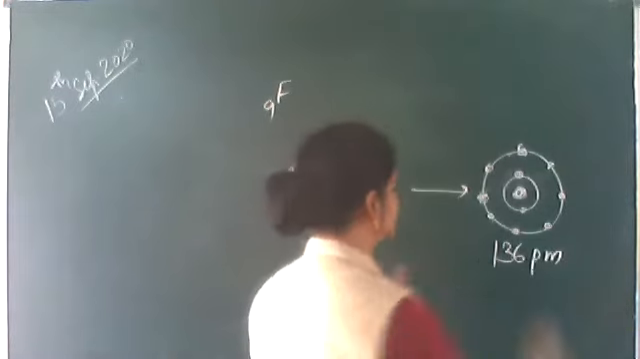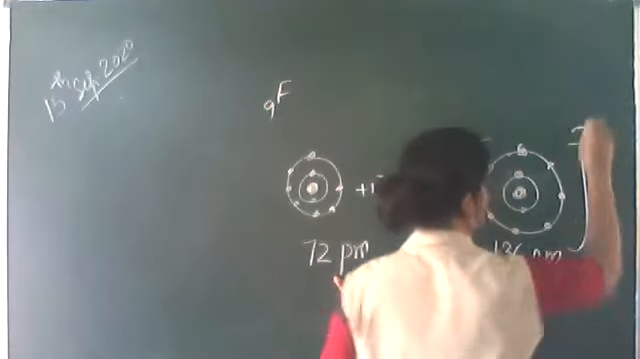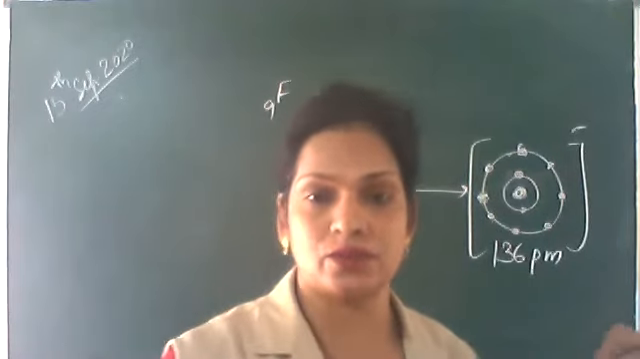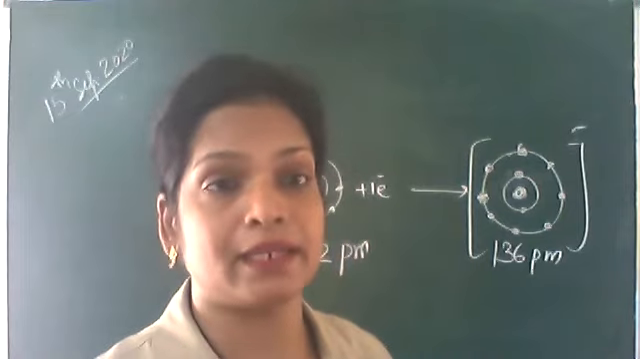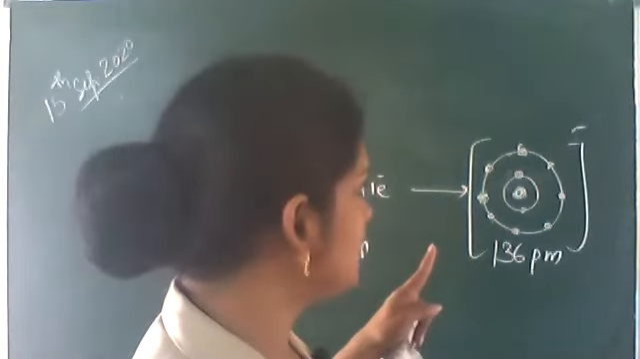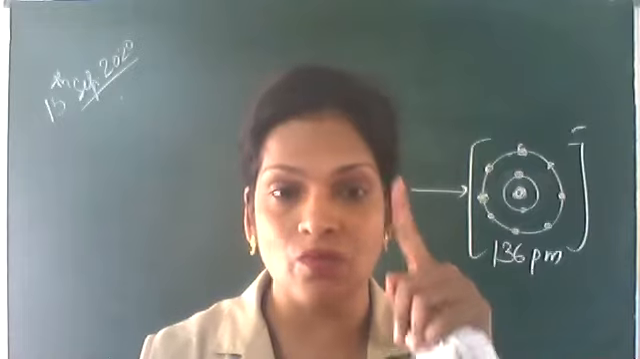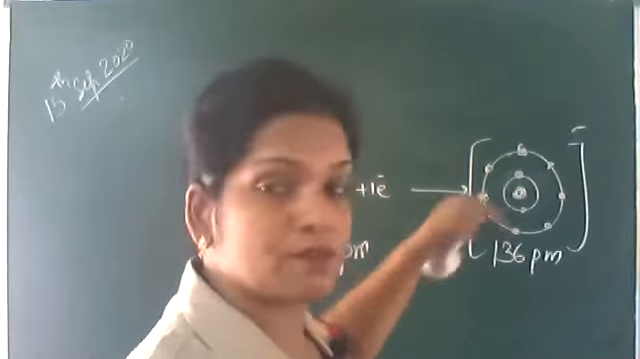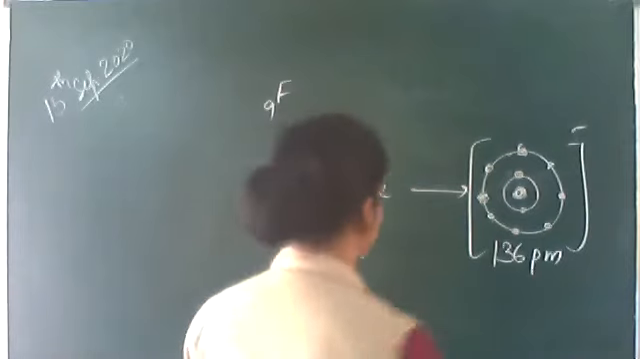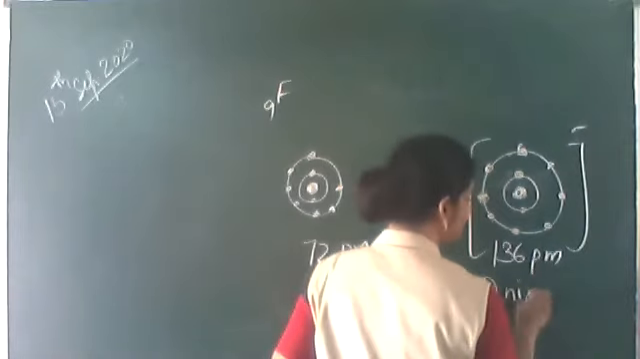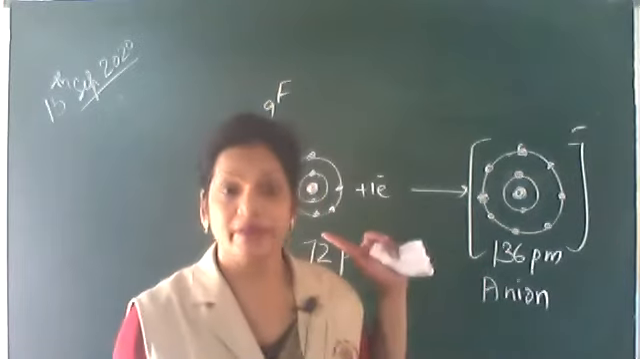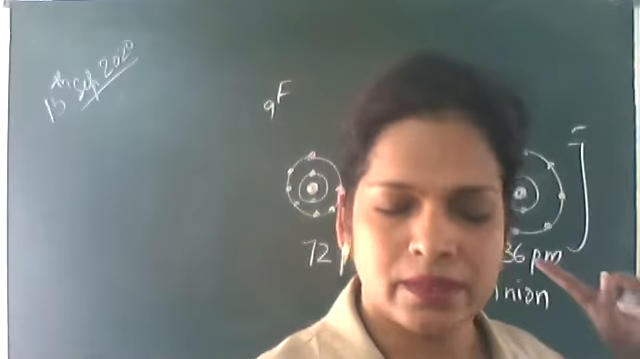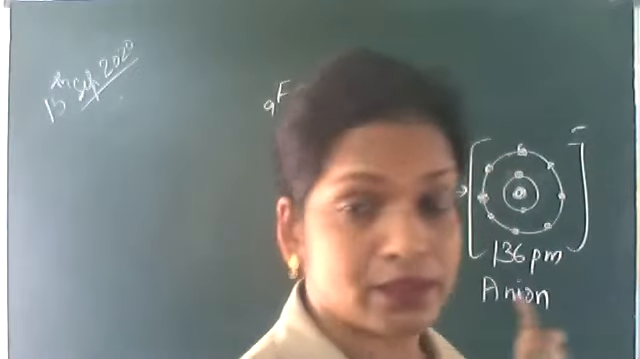So this is having a negative charge. Why is it having a negative charge? 9 protons and 10 electrons. So 9 positive charges can cancel only 9 negative charges, so one negative charge is extra. That negative charge is the charge of this entire species. We call it an anion. So anion radius is greater than that of the parent neutral atom.